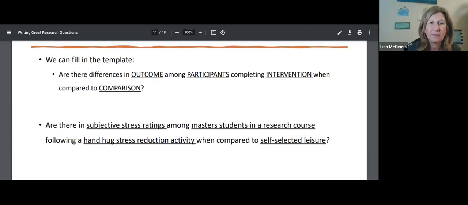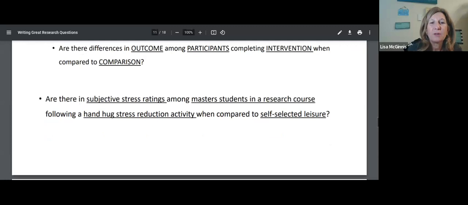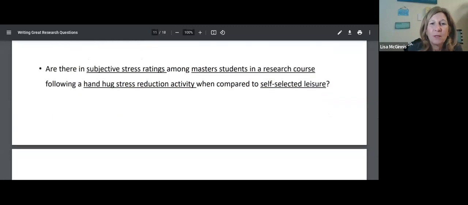This is what it looks like. Are there differences in outcome? What's the outcome we're looking at among participants completing an intervention when compared to whatever the other end of that is? And then so here's how this question would look. Are there subjective stress ratings among master's students in a research course following a hand hug stress reduction activity when compared to self-selected leisure? That's a mouthful, but all you did was take those elements and plug them in to the PICO question format.